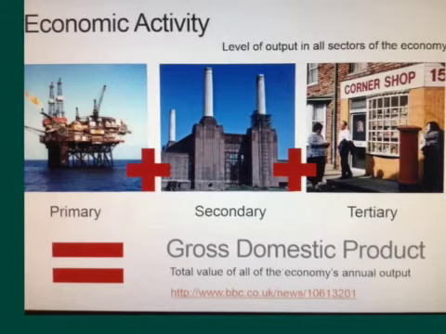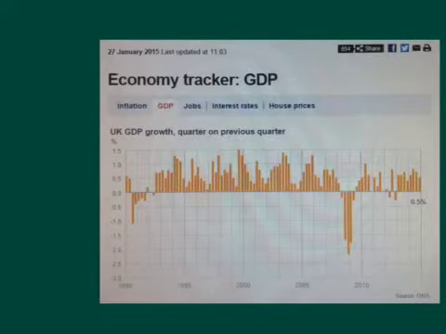Economic activity refers to the production of goods and services. The total output that the primary, secondary and tertiary sector make within a year adds up to the gross domestic product. We can also refer to this as the GDP. Let's have a look at how the UK economy has changed within the last 25 years using the BBC News website. As a result of economic variables, the GDP rises and falls.